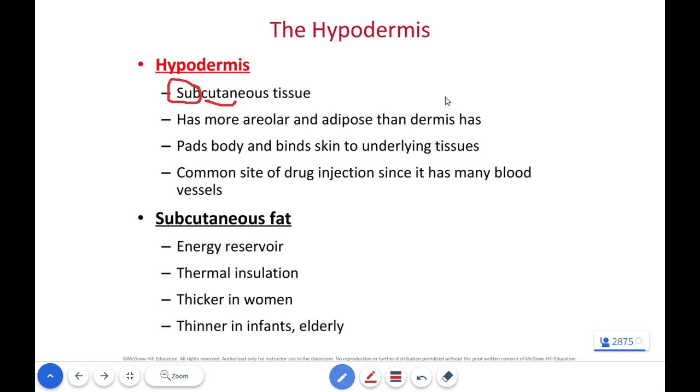If somebody is going to have a hypodermic injection or a subcutaneous injection, this is going to be injection into typically the superficial fat or the adipose tissue of the hypodermis.